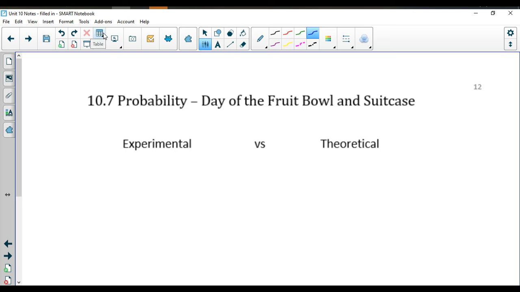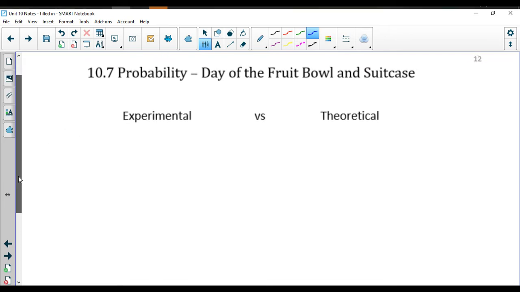Lesson 10.7 is more probability. For this lesson, we are going to be looking at the situation of the fruit bowl and also of the suitcase. To get started, we're going to talk about experimental versus theoretical probabilities, and we're going to practice with this in today's lesson as well.